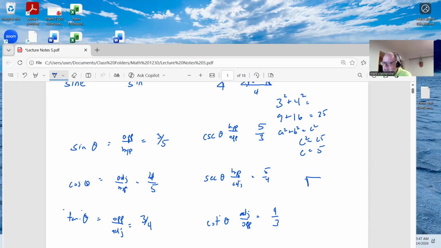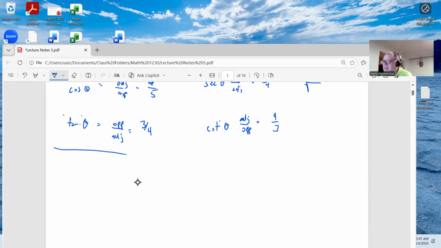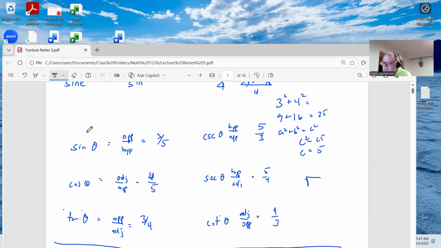And those are our 6 trigonometric functions that you're going to spend an awful lot of time with for the whole semester. A couple of things that I would urge you to do: do a lot of homework where you have to write out all 6 trigonometric ratios and tell me what the numerical value is for each.